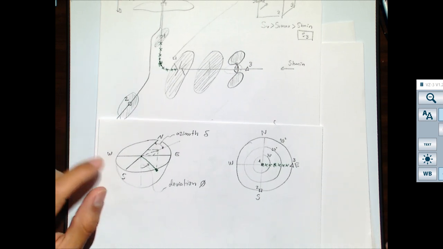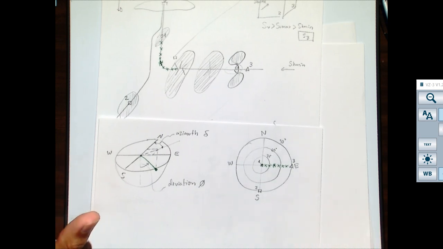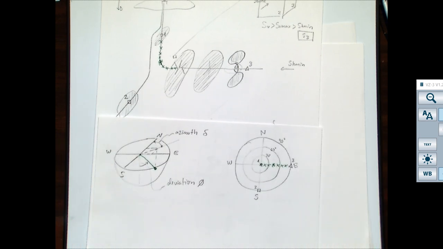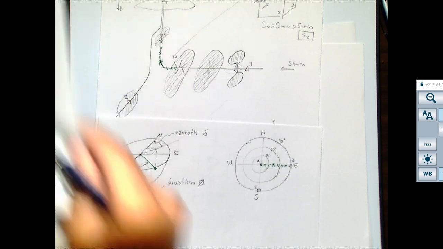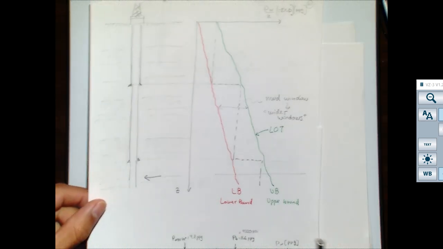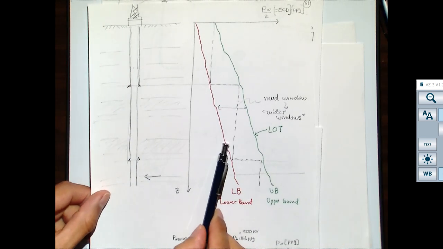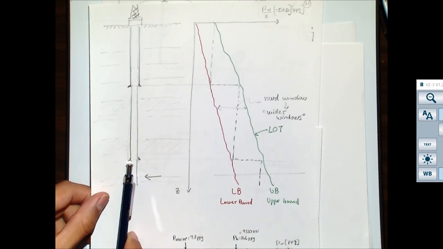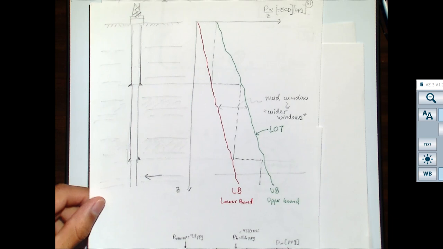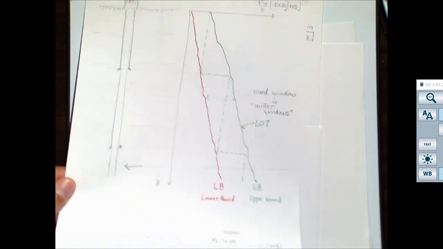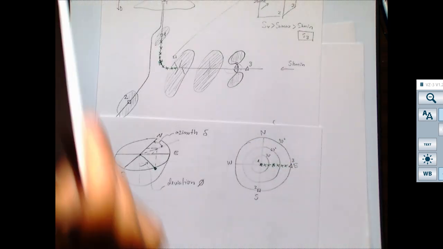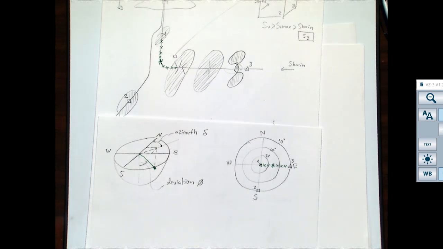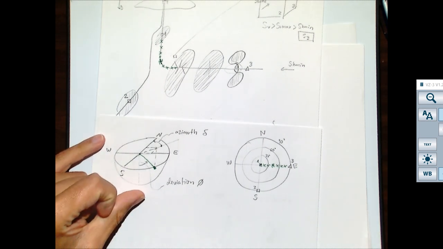Why do we do this? We do this because for a vertical wellbore, we were able to plot just one value of the lower bound and upper bound at a given depth, because this is just one orientation. For a deviated wellbore, we're not going to calculate the values, but I expect that you know how to read those plots.